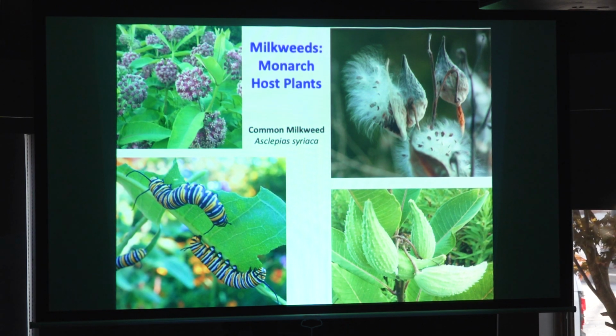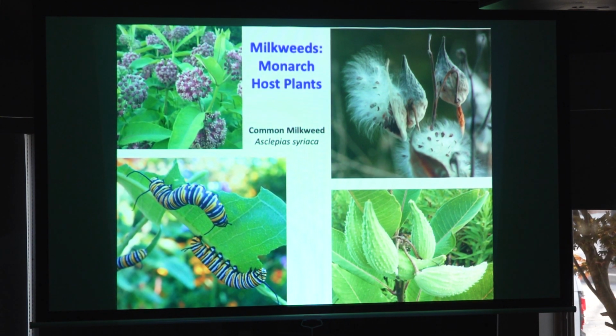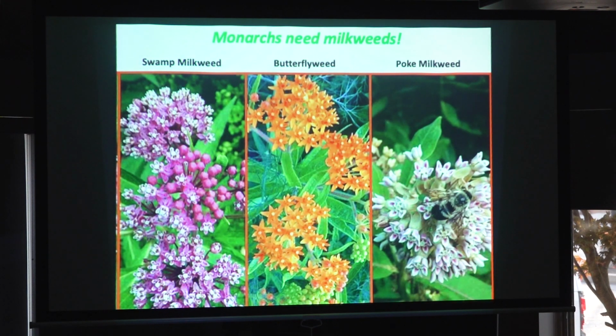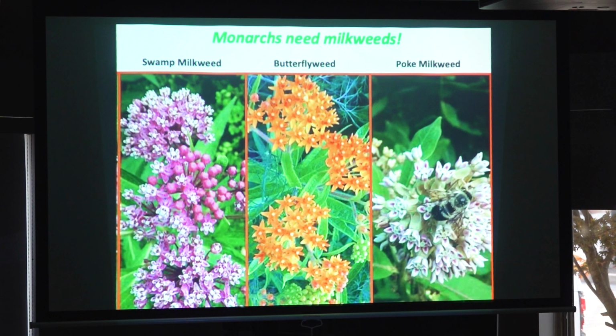You might be aware that monarchs must have milkweeds because only milkweeds will feed those voracious caterpillars. And there's more than one species. As a matter of fact, you don't want to use the common milkweed in your garden. It's much too aggressive. It's kind of like a thug in your garden. It'll go everywhere, and it'll be impossible to contain it.